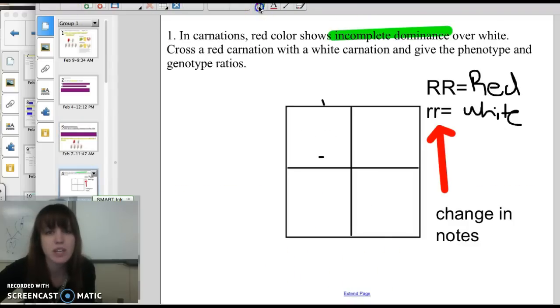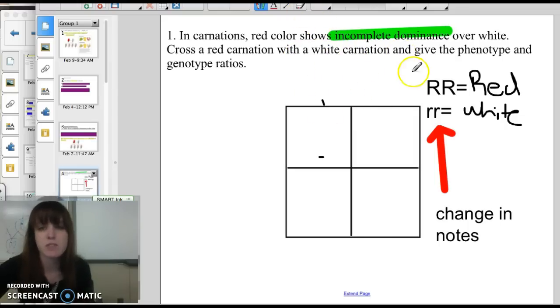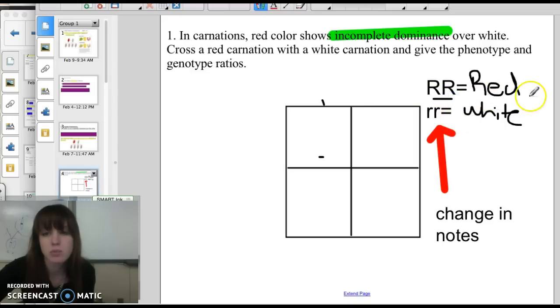Okay, so let's do a cross. So let's take a look here. We have a red carnation, and it is incompletely dominant over white. Okay, so we're going to cross a red and a white to show all the different possible outcomes of offspring. I want you guys to change in your notes. So you have big R is going to equal red, and little r equals white. So you got to change that.